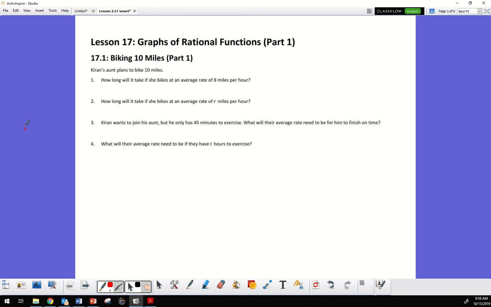Okay, so now, hopefully you guys got started with this. Everyone should be okay. So the first question asks, Karen's aunt plans to bike 10 miles. How long will it take at an average rate of 8 miles per hour? Anyone take a stab at it?